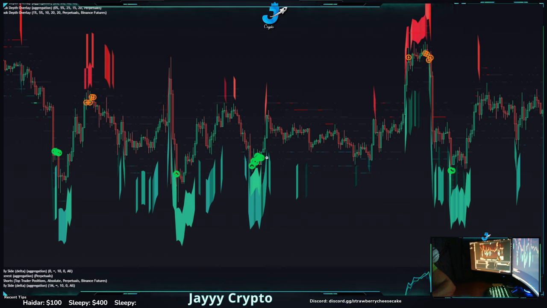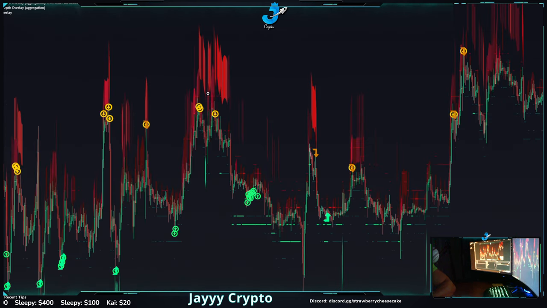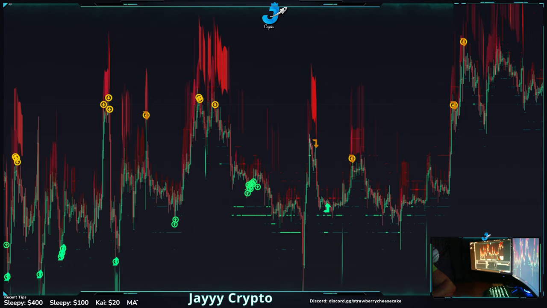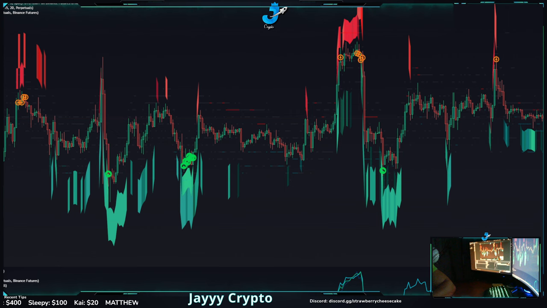These green ones are produced by the bot. These are not added by me manually. These green ones are the buy orders. These orange ones up at the top are the short or sell orders. And again, this is on the long time frame. This is the 2-hour time frame. The last one was the 1-hour time frame.